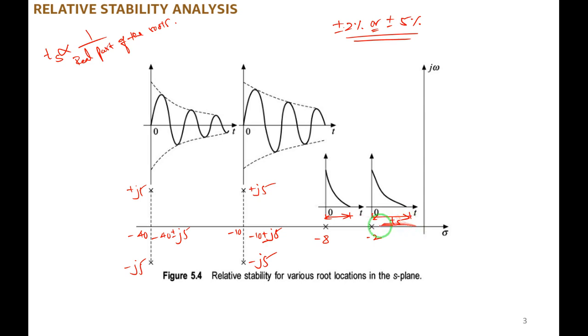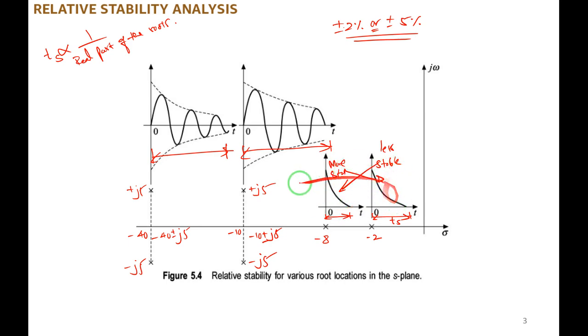-40 is far away from the imaginary axis, so the settling time will be less. Here the settling time is more, and here the settling time is less. Is it fine? So the settling time is inversely proportional to the real part of the roots. Here I'll say the system is also stable, but this is less stable as compared to this one. This is more stable as compared to this system, right?